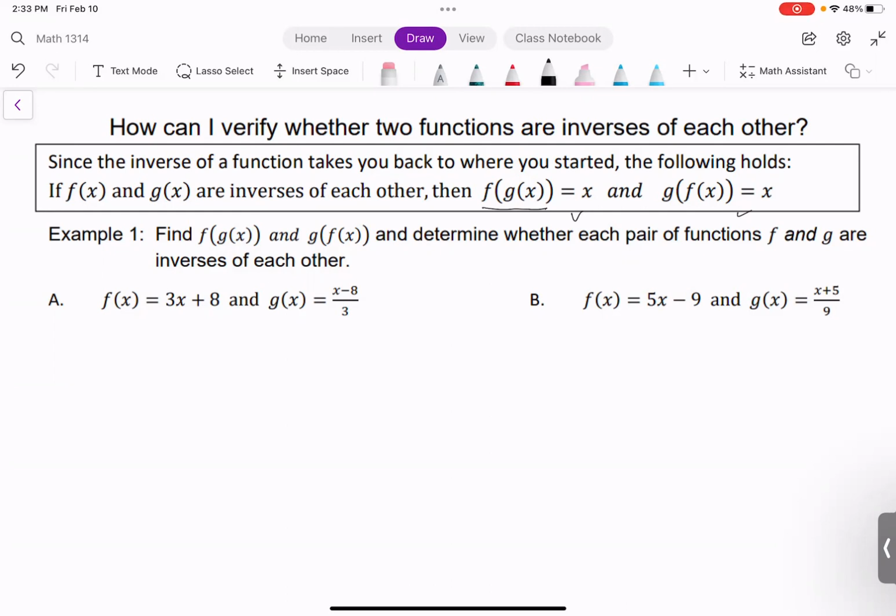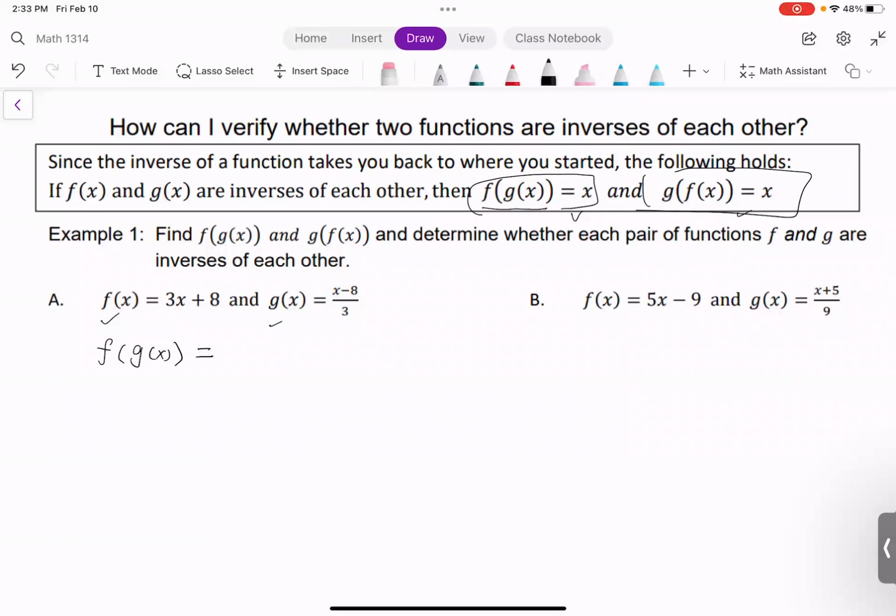So let's see the example. Let's decide if the f function and g function are inverses of each other. We must use these two conditions. So the first condition is f of g of x. Can we show that this one equals x?